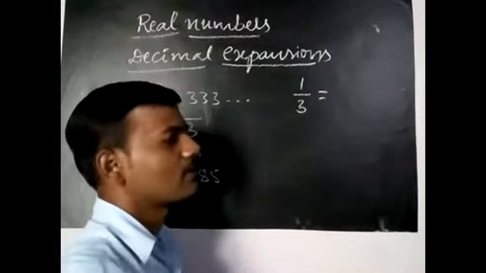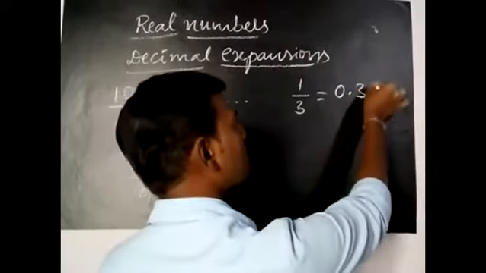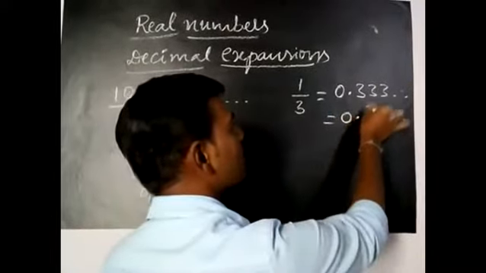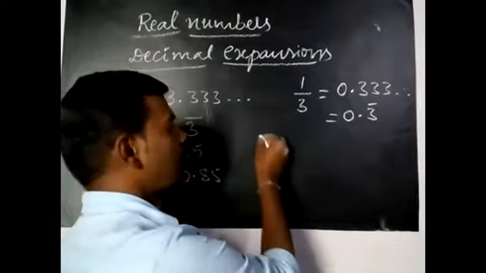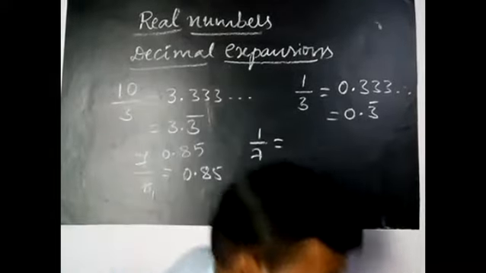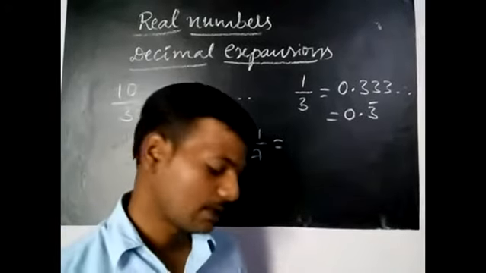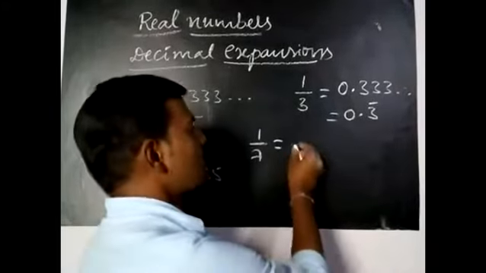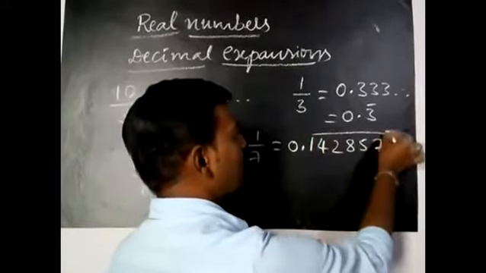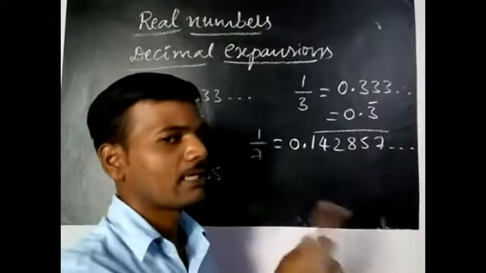1 by 3. What will be the decimal expansion of this number? It is about 0.33333 and so on. So it can be written as 0.3 bar. Let me take one more example. 1 by 7. What will be the repeating digits of this number? What will be the decimal expansion of 1 by 7? It is 0.142857 and it is continuous. These repeating digits are repeating again.